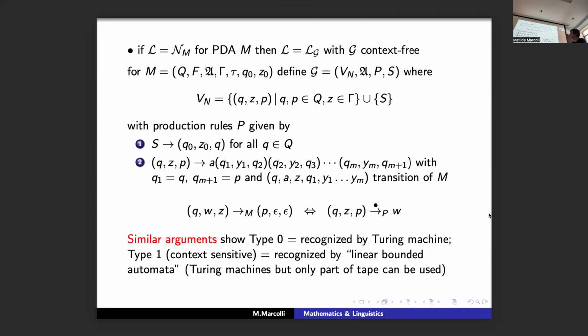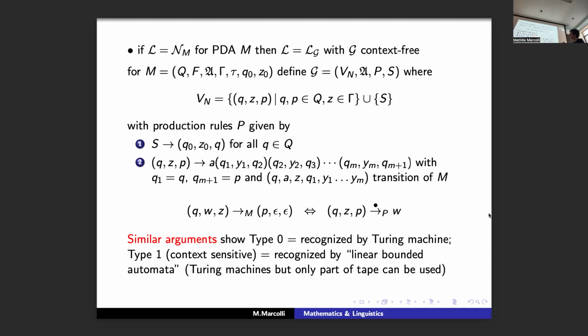On the other hand, let's just focus on the recognition by empty stack. If you have a language that's recognized by a push-down stack automaton by empty stack, then you want to construct a context-free grammar that will generate that language. So what you are given now is the push-down stack automaton, and you want to construct the grammar. You want to say what the non-terminals are, what your alphabet of terminals is, and what the production rules are.